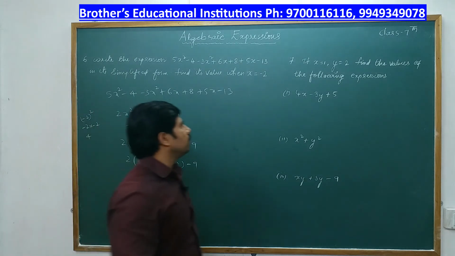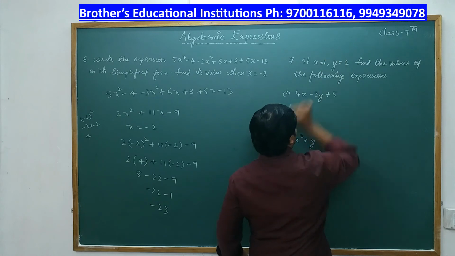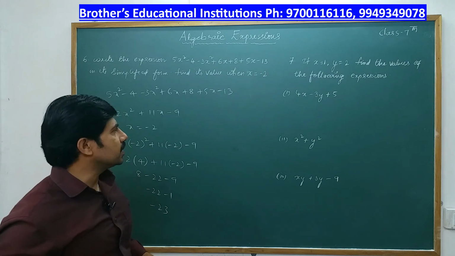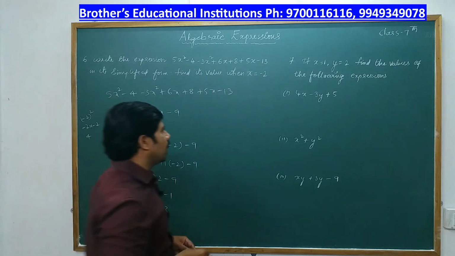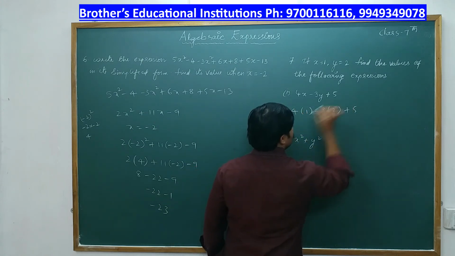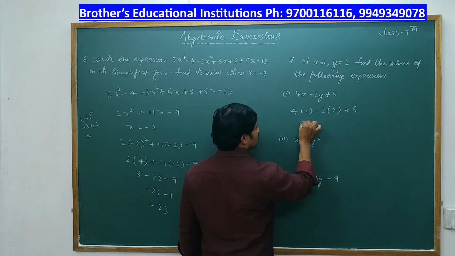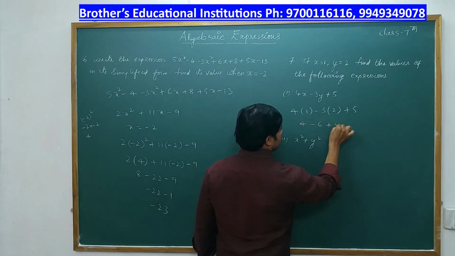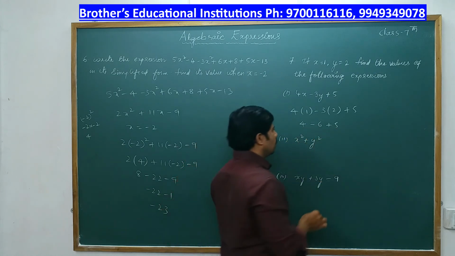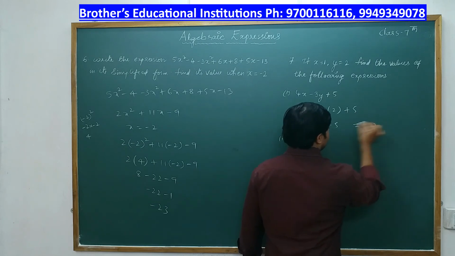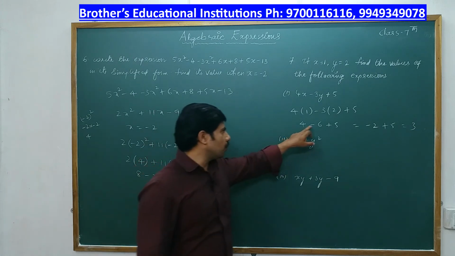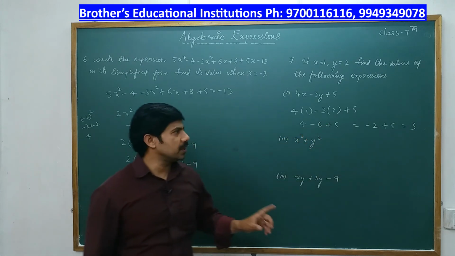See, in the seventh problem, if x is equal to 1, y is equal to 2, find the values of the following expressions. 4x minus 3y plus 5. So x is 1, y is 2. So I'll substitute now. If I simplify this, 4 1s are 4 and 3 2s are 6, plus 5. So first I'll add 4 plus 5 is 9, or 4 minus 6 is minus 2, plus 5 as it is. So the answer is 3. 5 minus 2 is 3.